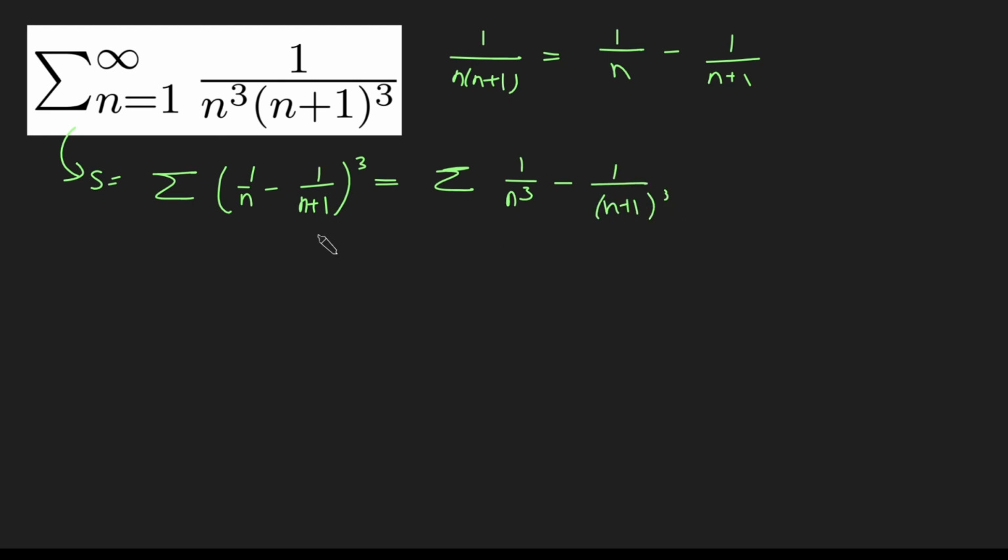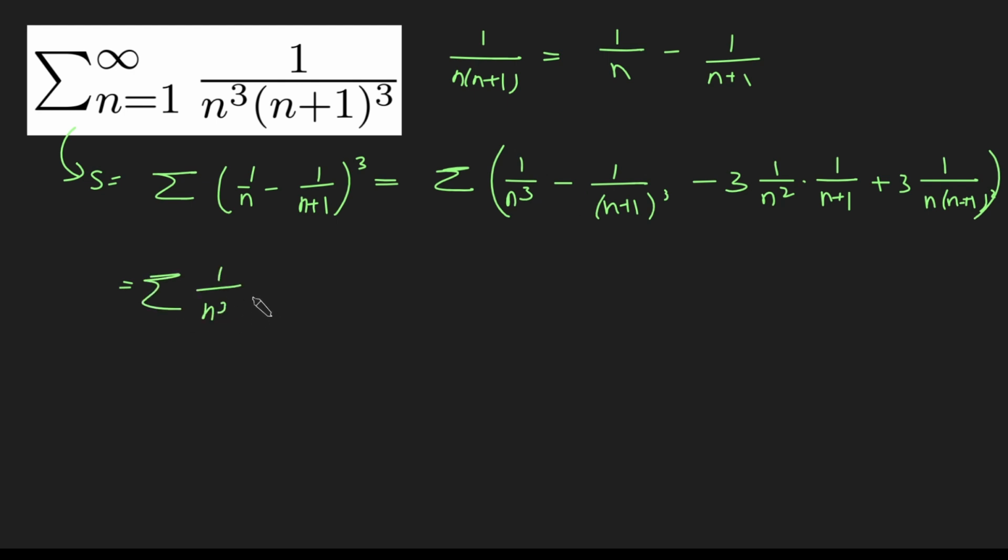And then if I include the middle two terms, that's going to be minus 3 times 1 over n squared times 1 over n plus 1, plus 3 times 1 over n times 1 over (n plus 1) squared, and then all of this in a sum. Cool. So let's just keep these two terms together. This is the sum of 1 over n cubed minus 1 over (n plus 1) cubed. So I'll keep that there.